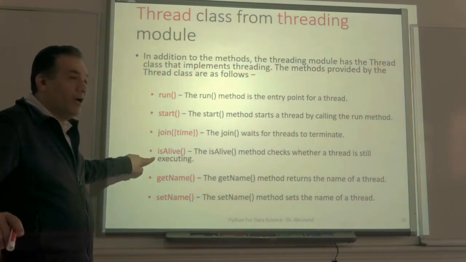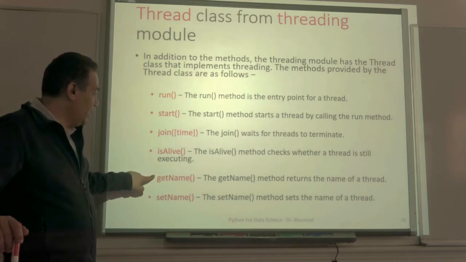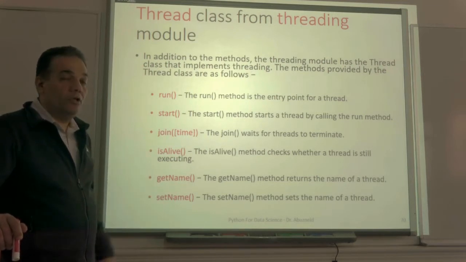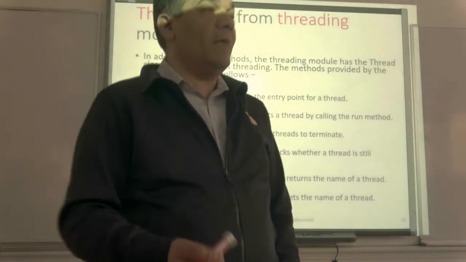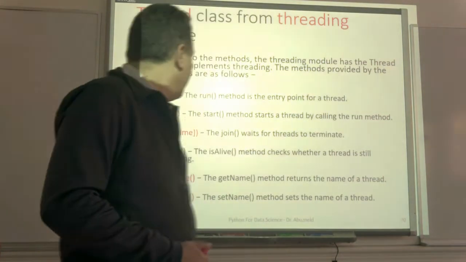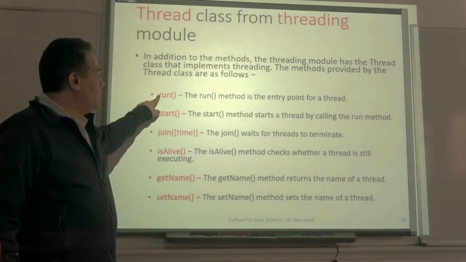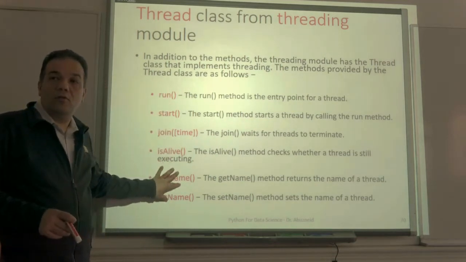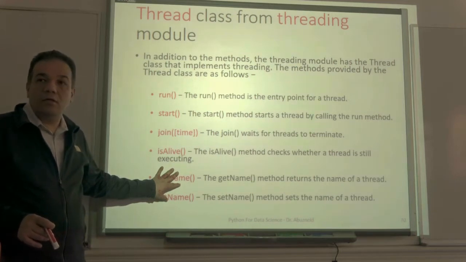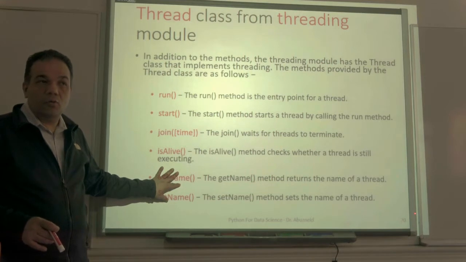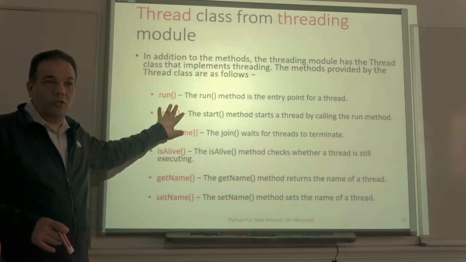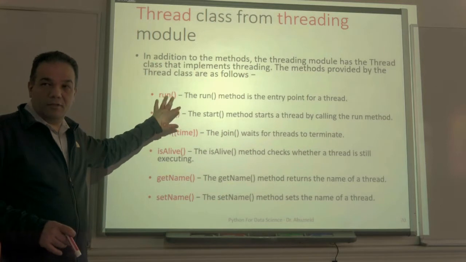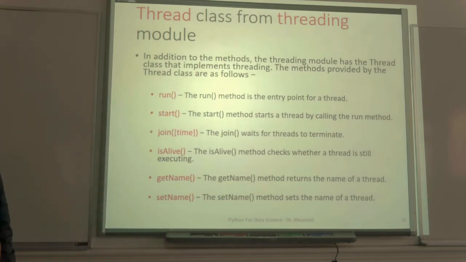Join, isAlive. We'd like to know if the thread is alive. Okay, getName. What's the name of the thread? setName sets the name of the thread. So a thread, you've got to give it a name to identify it, an ID or something. So to start will call run, which will start the thread. Okay, so what are these? Methods. And the Thread class, which is imported from the threading module, is inherited from object, right? All right.